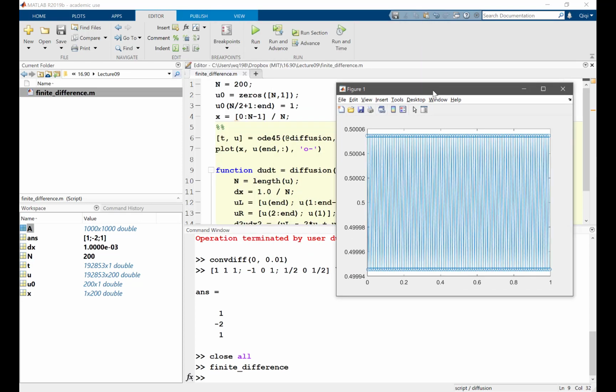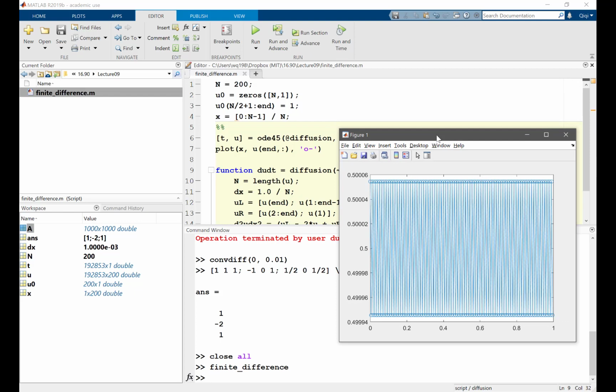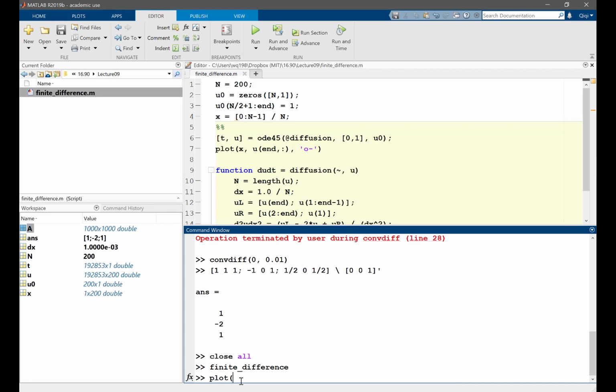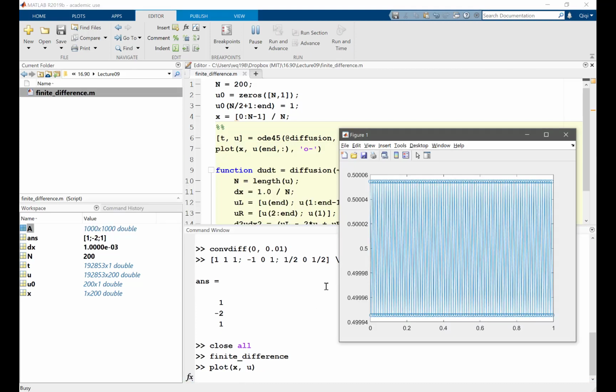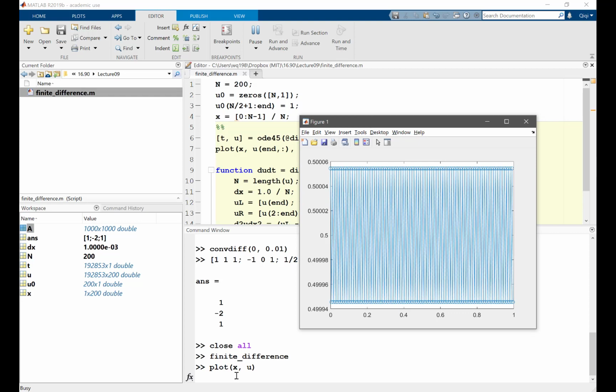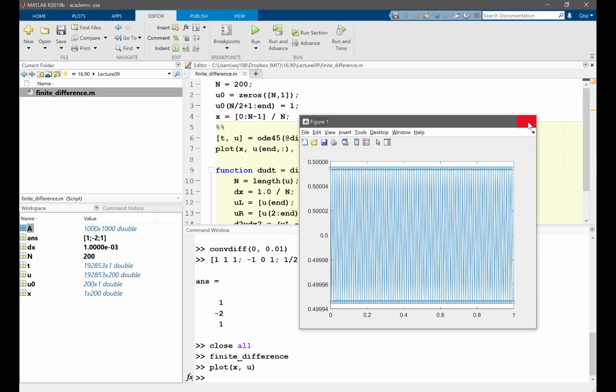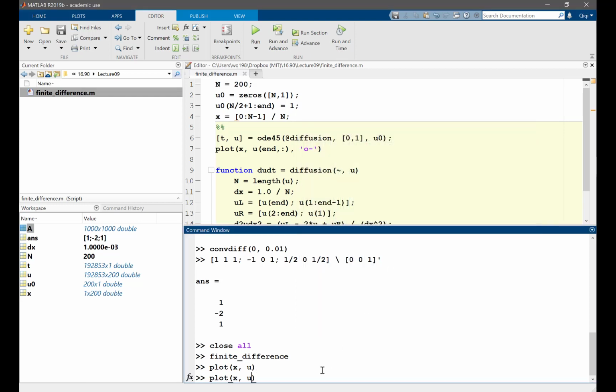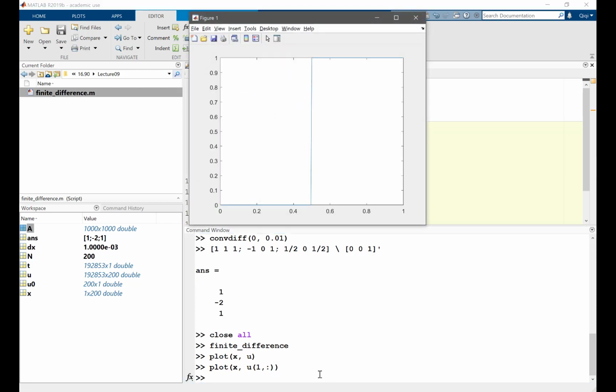I think, what is my t? Wait. x, u, and let's see. Might be too much. Okay, so my initial condition is like that.